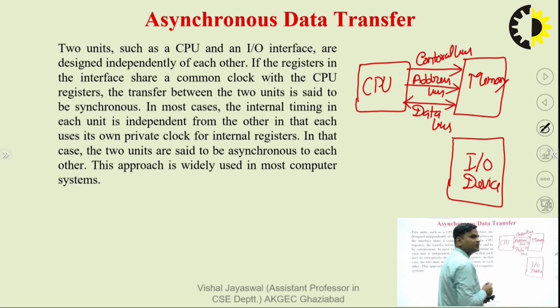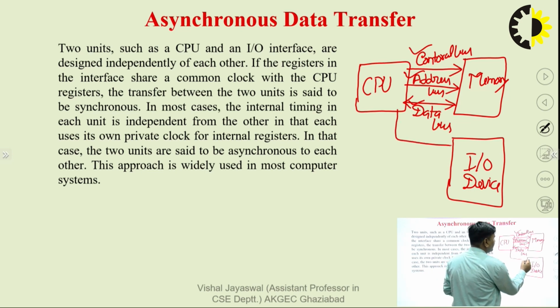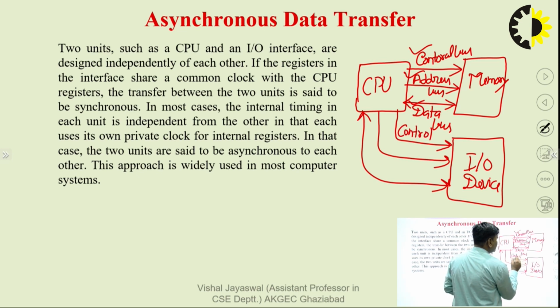If CPU wants to transfer data between CPU and memory, then CPU uses three buses. First one is control bus, second one is address bus, and third one is data bus. Similarly, if CPU wants to communicate with I/O devices, then CPU uses the same three buses for the I/O devices: control bus, address bus, and data bus.